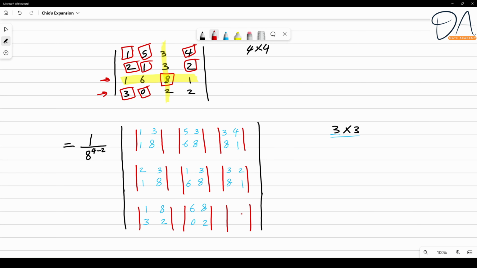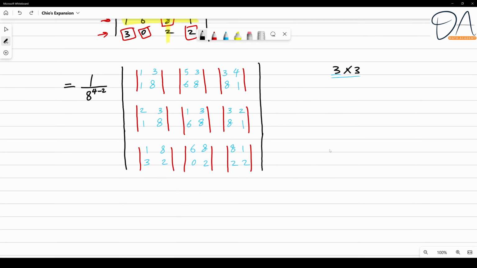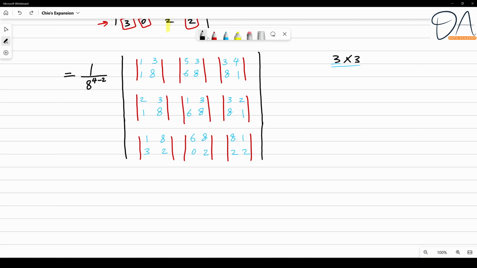Last one is this 2. This is the last non-highlighted element. So again, the 8 and 2 will be two corners of the rectangle. The other two that you will need to create the rectangle are 1 and 2. So you'll get 8, 1, 2, and 2. Okay, so now we have this 3 by 3. We just need to evaluate these smaller determinants. So 8 to the power 2, that will give you 64.